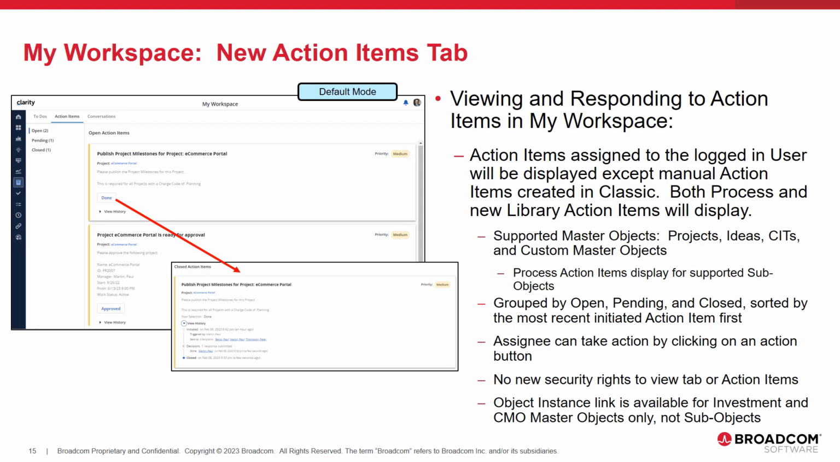And the data on the page is sorted by the most recent initiated action item first. And this is consistent with how we've been displaying action items in other areas throughout the product. Here in My Workspace, the assignee will have action buttons that they can actually click on and take action directly. One of the things that I want to note is that there are no new security rights that are needed to see this page. They just need to have access to My Workspace.